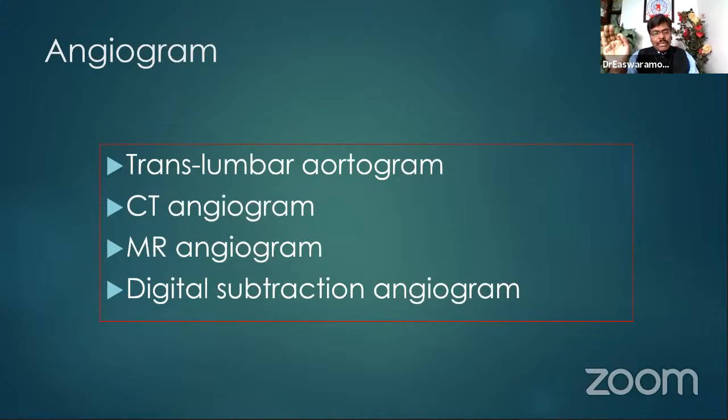Translumbar aortogram or angiogram is history now. It is no longer done. CT angiogram and MR angiogram are simple non-invasive investigations. They are all done by us. Digital subtraction angiogram is done when you are planning to do some intervention, I mean treatment. In other words, CT angiogram and MR angiogram are diagnostic. Digital subtraction angiogram is for therapeutic reasons. That is the main thing, because that will give exactly what you do.